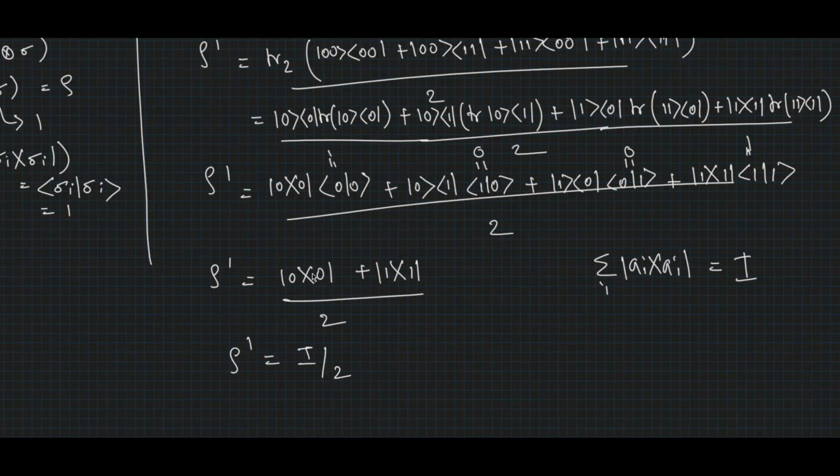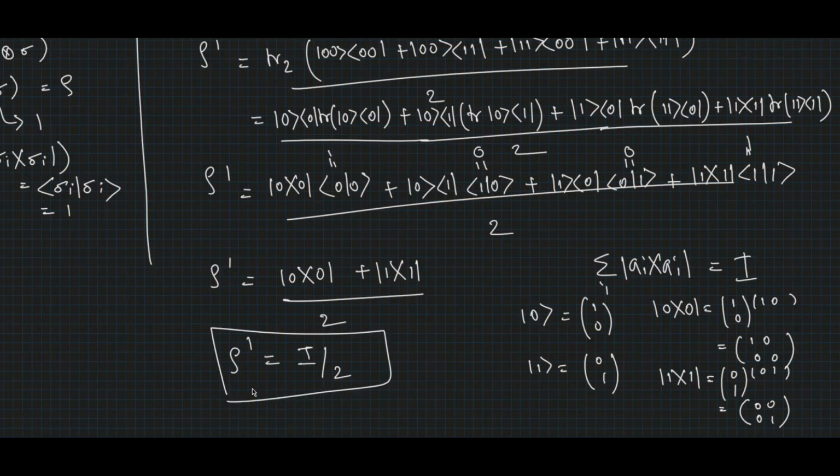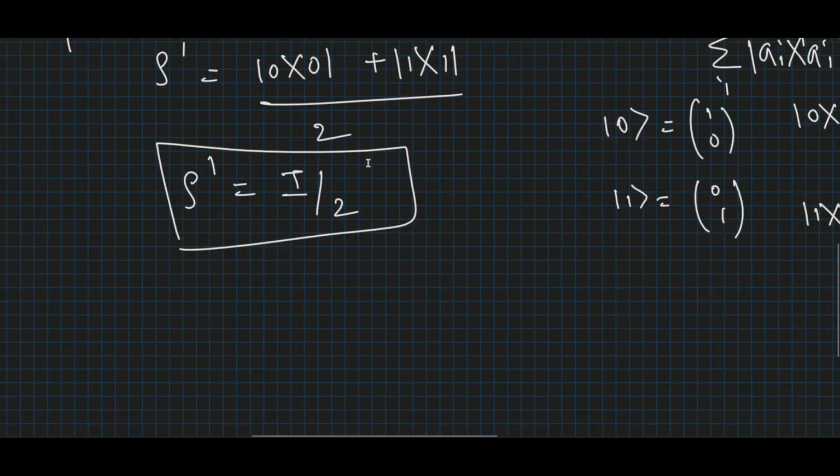We can also realize this operation since we know the 0 state is equal to [1 0] and the 1 state is equal to [0 1]. So the outer product of the 0 state would be equal to [1 0] times [1 0], which would be equal to the matrix [[1 0],[0 0]], and the outer product of the 1 state would be equal to [0 1] times [0 1], which would be equal to [[0 0],[0 1]], and adding those two we get the identity operator I. Hence our reduced density operator for the first qubit is I by 2 for the beta 0 Bell state. Now let's check whether this state is pure or mixed.